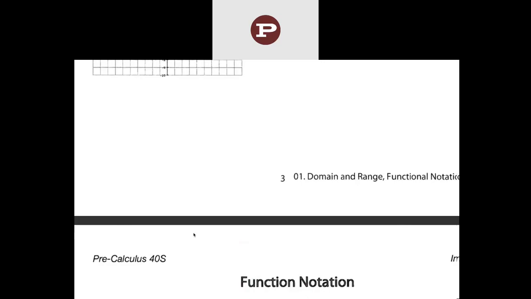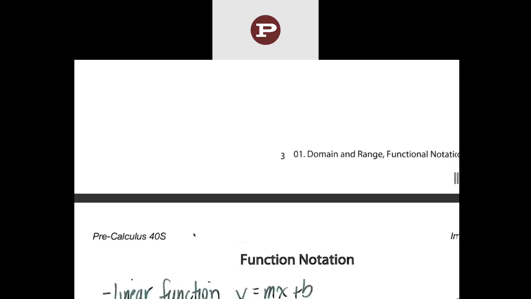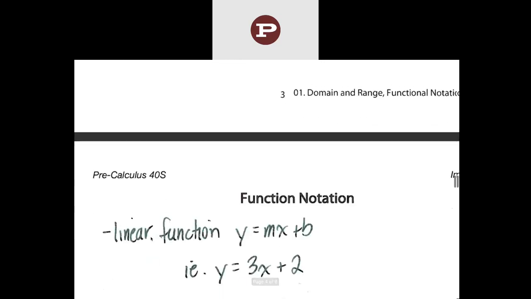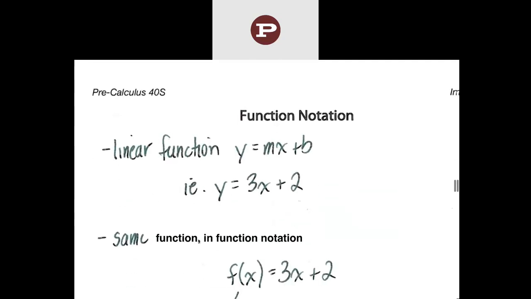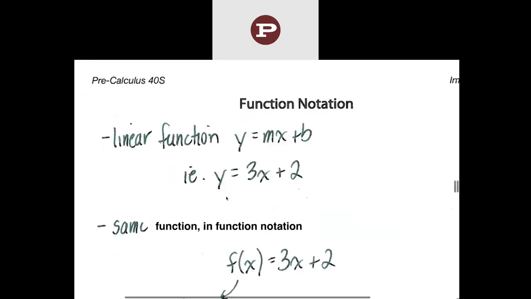Okay, we had vertex form, we had standard form, we had a lot of stuff last year that was mostly y is equal to. But in grade 12, we might be dealing with multiple graphs at once. That's when function notation comes in handy. So a linear function, like I said, is y equals mx plus b. You can have an example like that. What if we had the same function but in function notation? Well, you just write it exactly the same way.